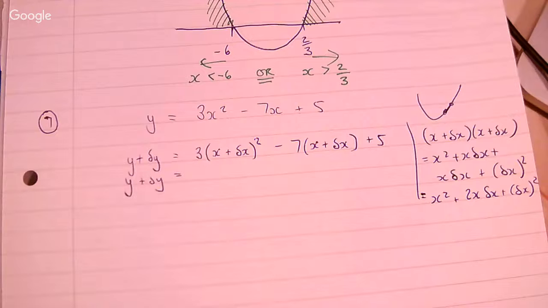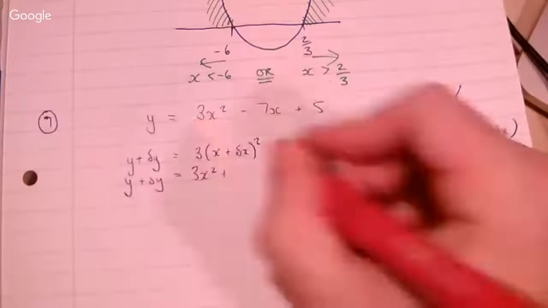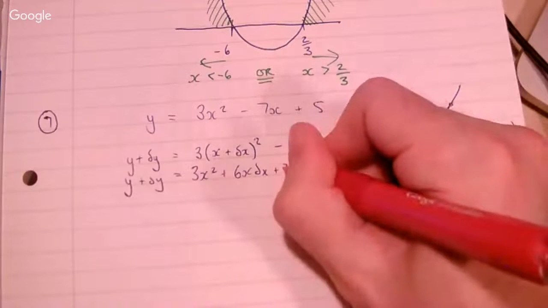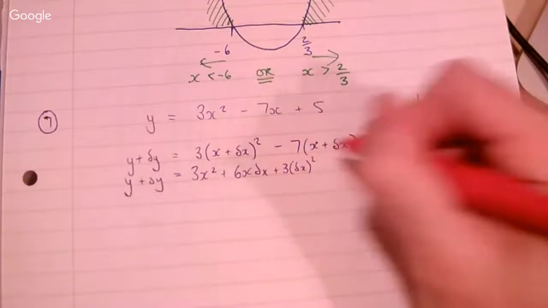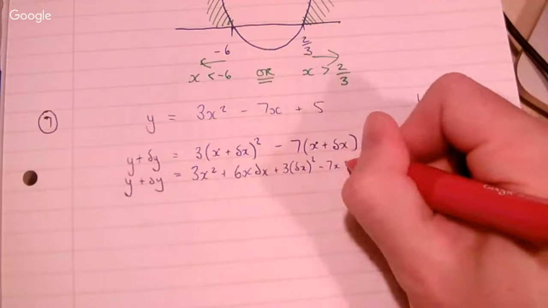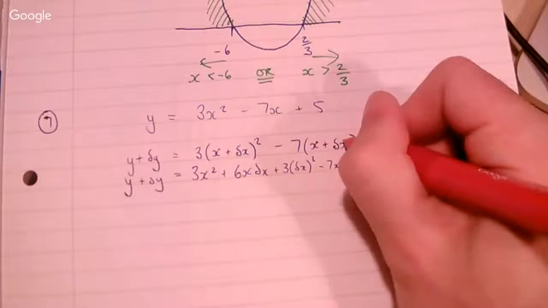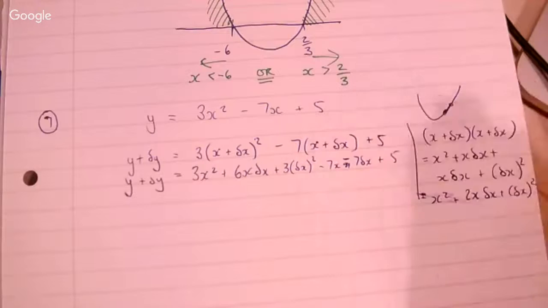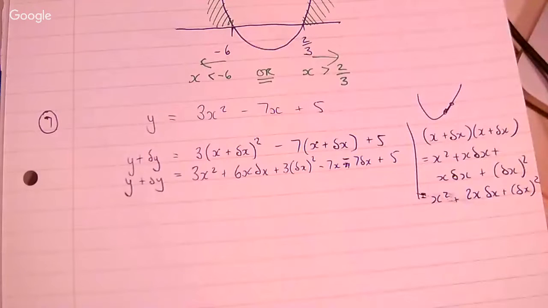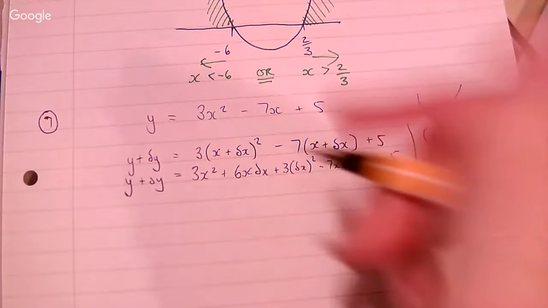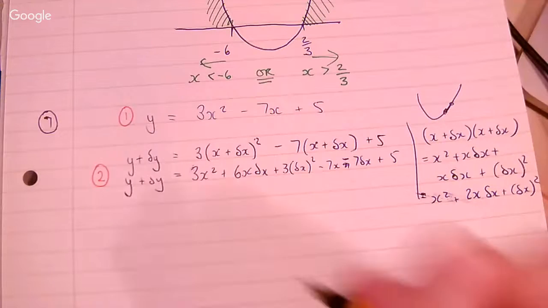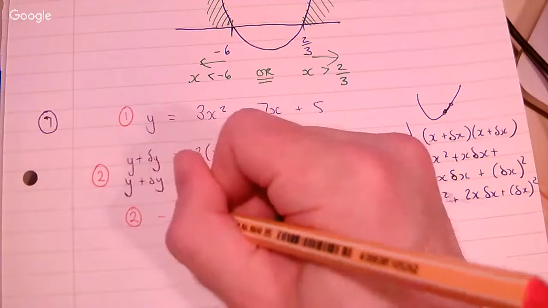Okay, times that thing by 3 here, so that is going to be 3x squared, and then 3 times 2x delta x would be 6x delta x, and then it would be plus 3 delta x all squared, minus 7 times x plus delta x, so it would be minus 7x and a minus 7 delta x, and then plus 5. Okay, so from here, what we do is we just do simultaneous equations. We call the first equation number 1. We call the last thing I've done where I've expanded out equation 2. And we always do equation 2, take away equation 1.